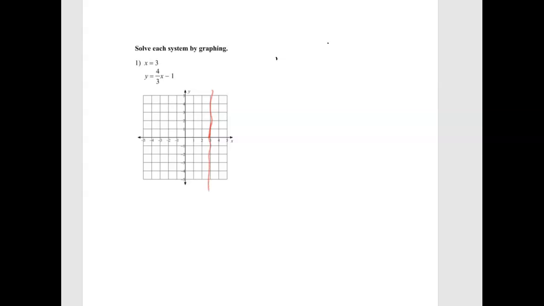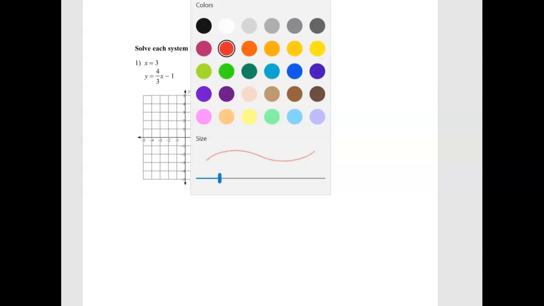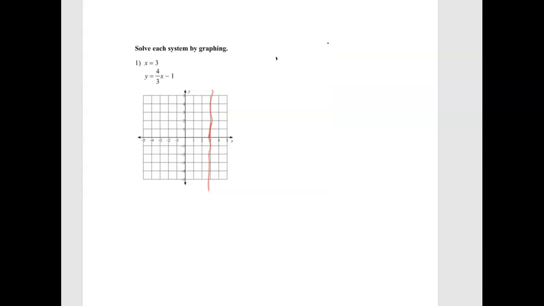I'm wondering if there's a way I can have this choose to draw lines instead of just, no, I guess not. But I will graph the other equation in a different color. Let me use a green color. y equals 4/3 x minus 1.